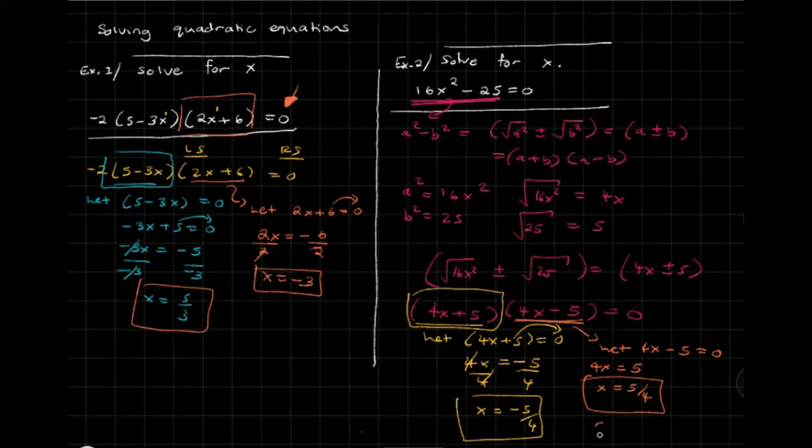Therefore, you can see that x can be equal to either negative 5 over 4 or positive 5 over 4. So you can just say plus minus 5 over 4. Okay, and that's how you guys can solve quadratic expressions. But you have to note that factoring is very key in solving these expressions.